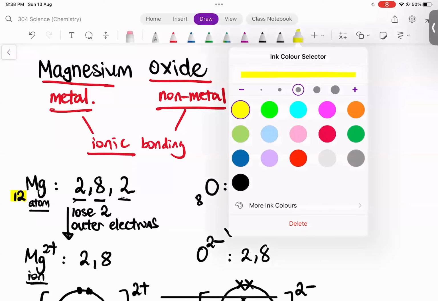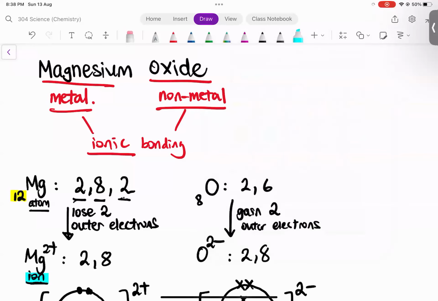So it's important to know the difference between the words atoms and ions. An atom is where the electrons and the protons are the same in number. Like magnesium. Magnesium atoms have 12 electrons and 12 protons. That's why the atom is 2, 8, 2. However, the ion will not be 2, 8, 2 anymore. The ion is formed when the atom loses 2 valence electrons. Hence, the Mg2+ ion is 2, 8.